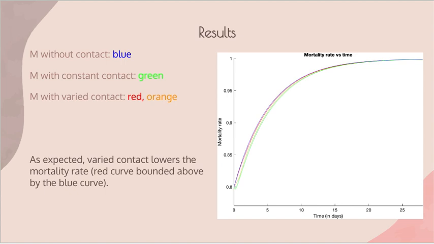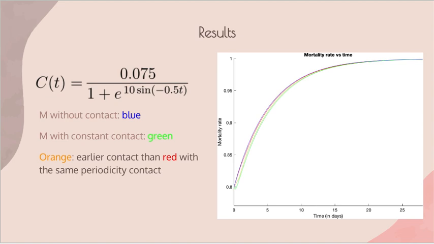We graphed the blue function, which represents mortality in the presence of no contact, and the green function, mortality in the presence of constant contact, to confirm that varied contact will stay bounded between these two functions. As expected, the red and orange functions seen here, which represent mortality with varied contact, stay bounded between these two curves. Recall that our contact functions are modeled with the sinusoidal-like function, specifically the function sine in our exponent shown here. We wanted to determine what would happen to the mortality rate if contact was started earlier or later.